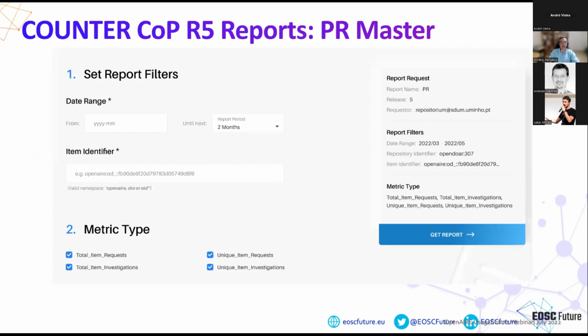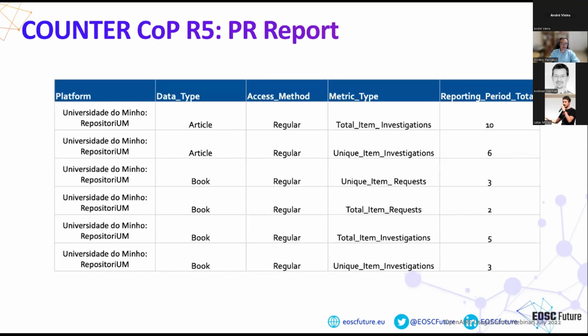And this is an example of how a COUNTER Code of Practice Release 5 report, in this particular scenario the platform report, can be collected. We can specify the date range, the item identifier, and the metric type, and request the report. And this is a sample of the output of this report. We have the platform, the data type, the access method, the metric type, and the reporting period total.